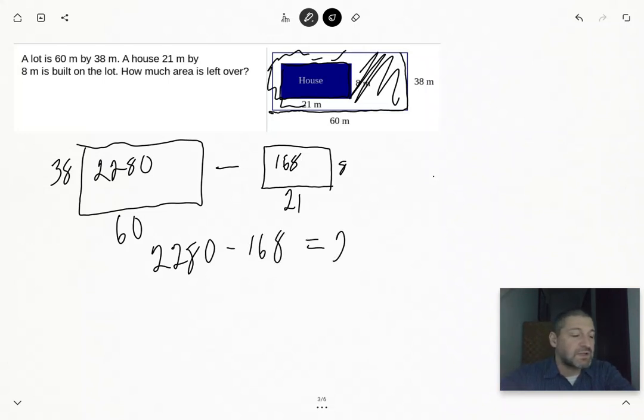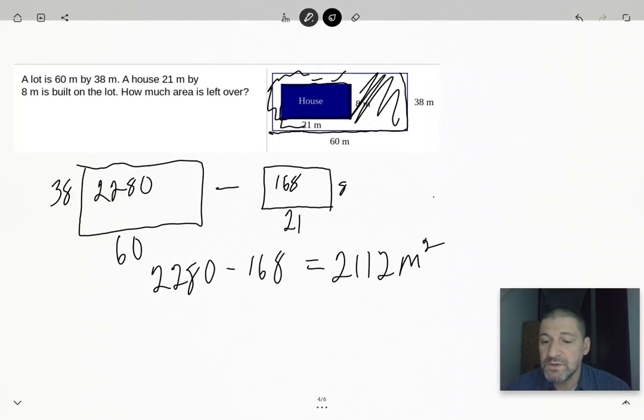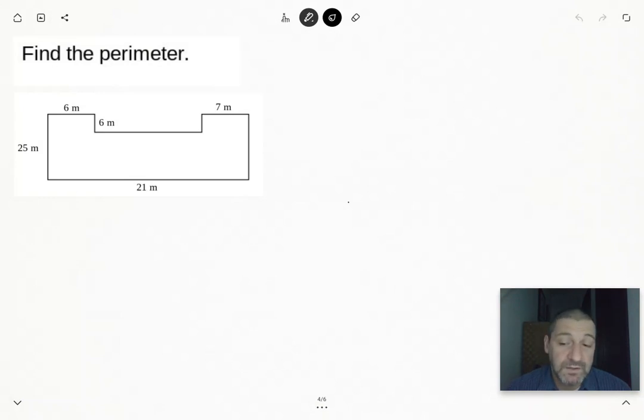That gives us 2,112. And again, that's going to be meters squared. We're still talking about area, so it's going to be meters squared. Okay. All right, perimeter here.